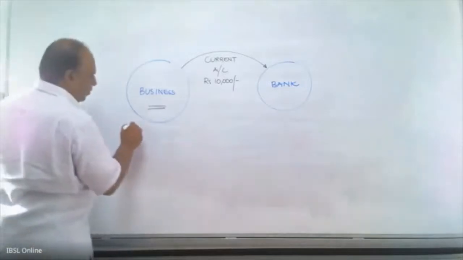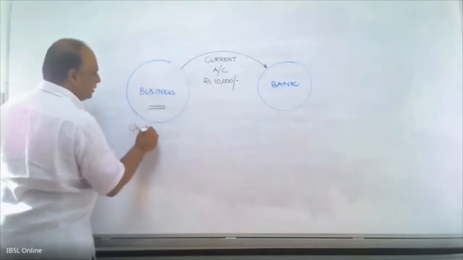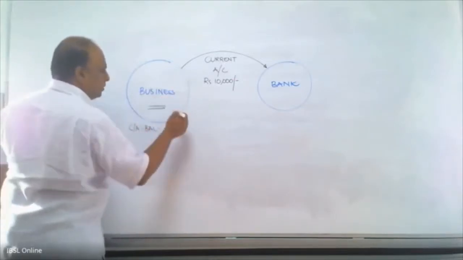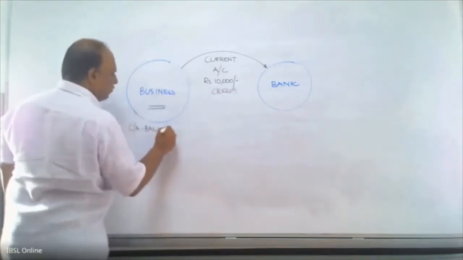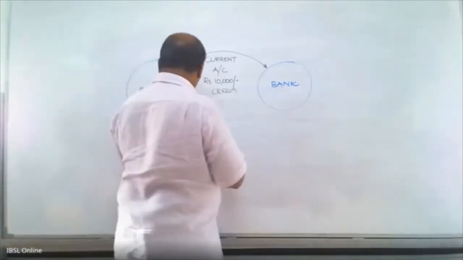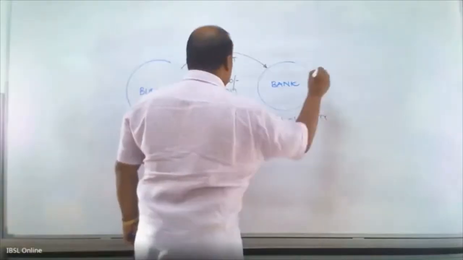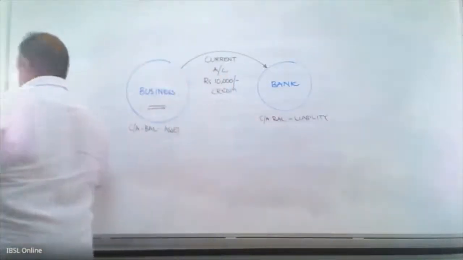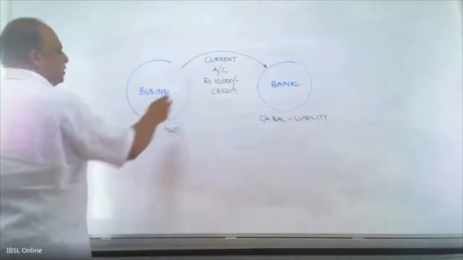Asset. It's an asset. So the current account balance, we normally call it a credit balance. Right. So it's an asset for me. What is it for the bank? Liability. For the bank, it is a liability. Right. Now it is clearly understood. Now this is cash for the business because this is like a demand deposit.